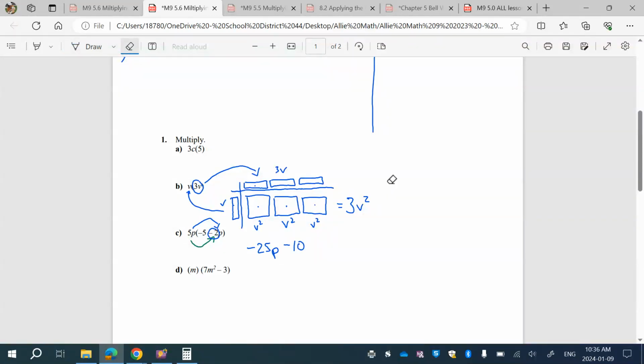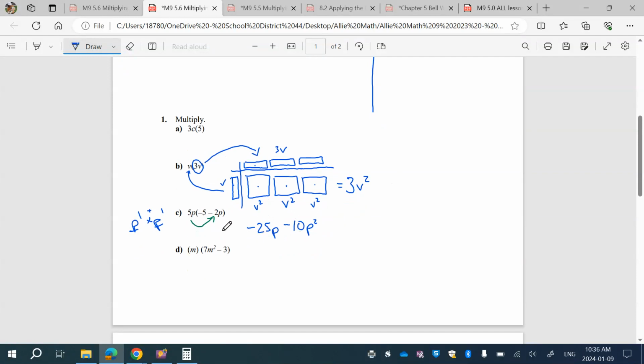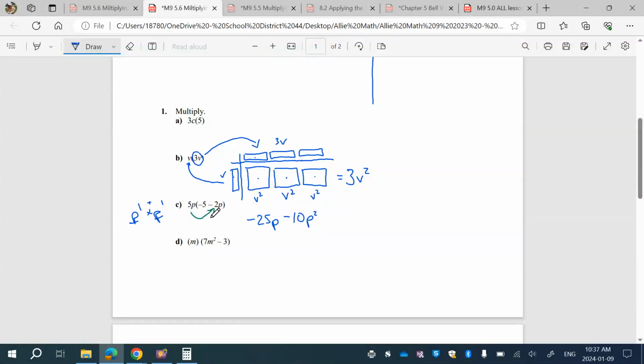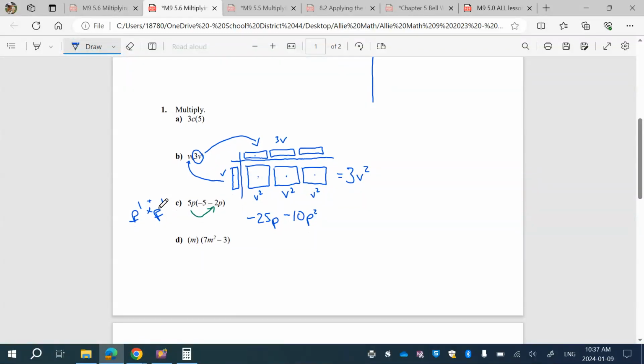And this next part is when we have to remember all the way back to the beginning of the year. If we have p to the power of 1 times p to the power of 1, so we have powers with the same base, we can add the exponents. So it ends up being a p squared. That's the hard part, to think all the way back to how we multiply powers with the same base, and then you add the exponents. Now maybe I'll do these ones while we're here. So 3c times 5, we just need to do the 3 times the 5. It's going to be 15c.